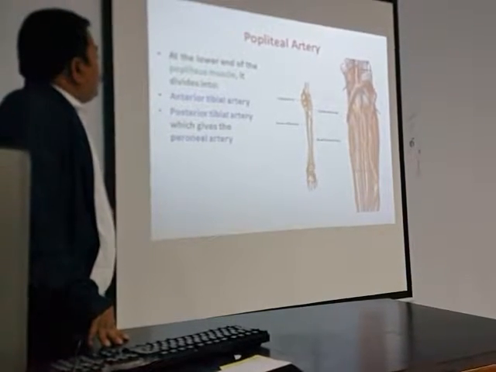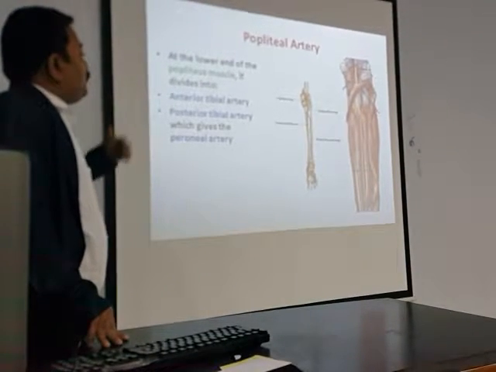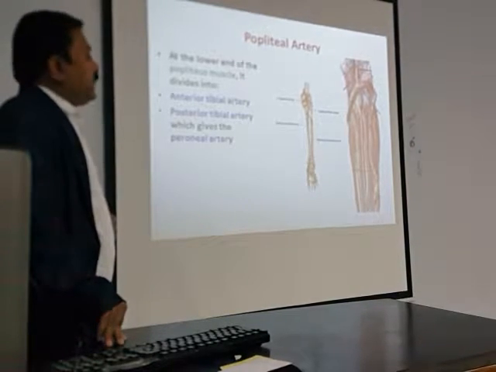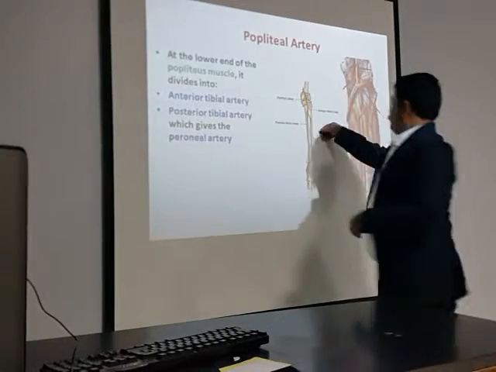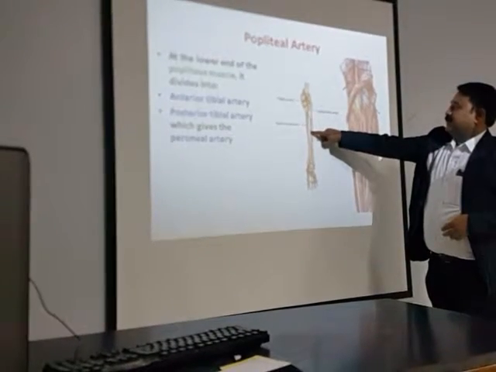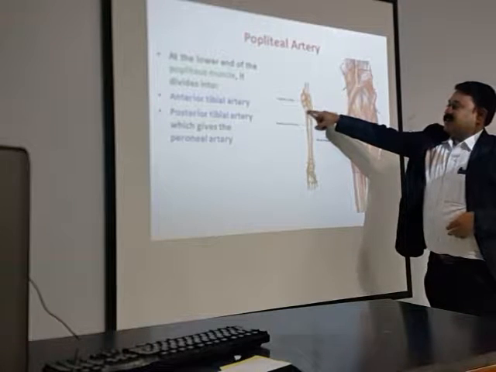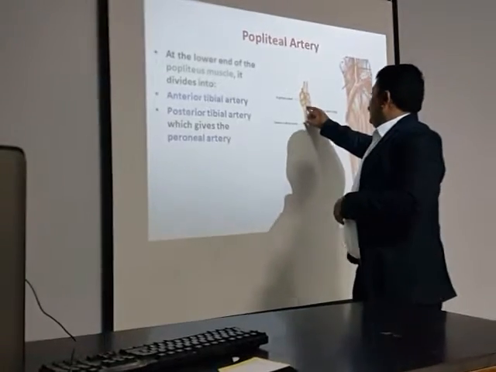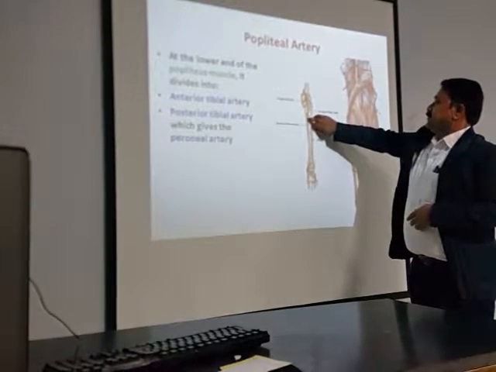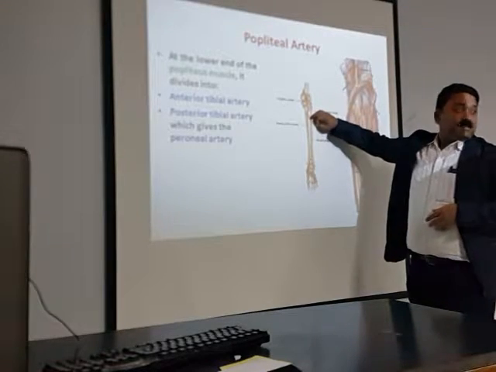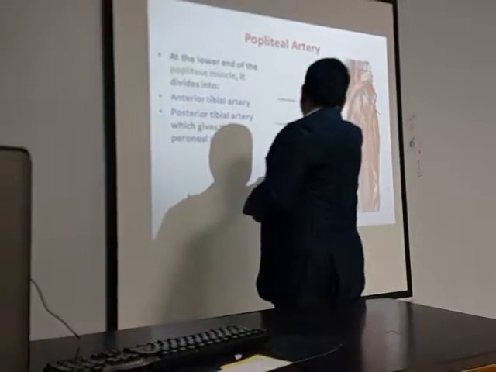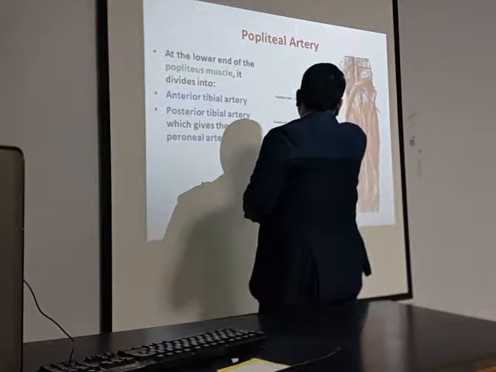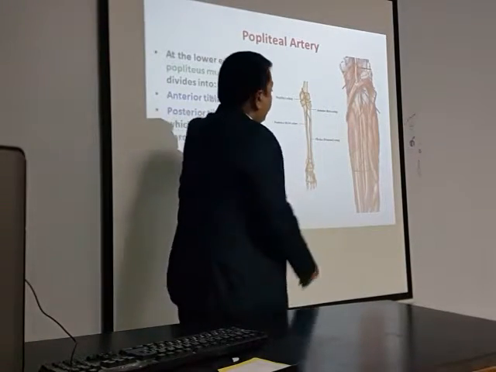So it divides into the anterior tibial artery and the posterior tibial artery, which gives rise to the peroneal artery here. So this is the peroneal artery. So it gives rise to the anterior tibial artery and the posterior tibial artery, and the peroneal artery. Here are the anterior tibial, the posterior tibial and the peroneal artery.